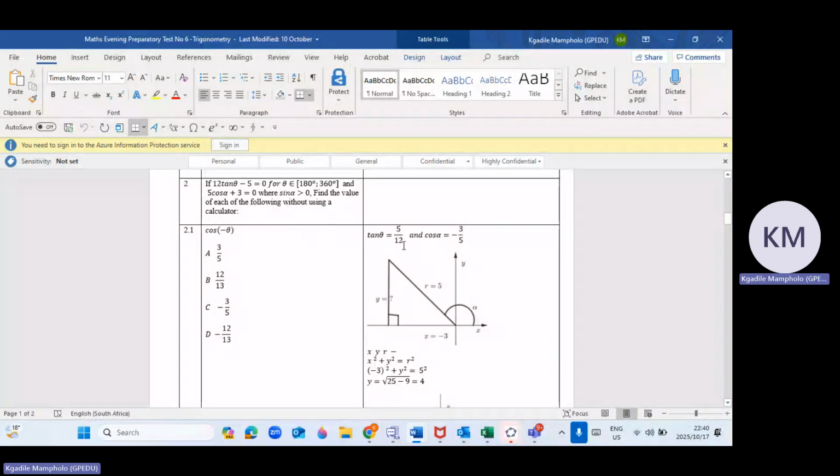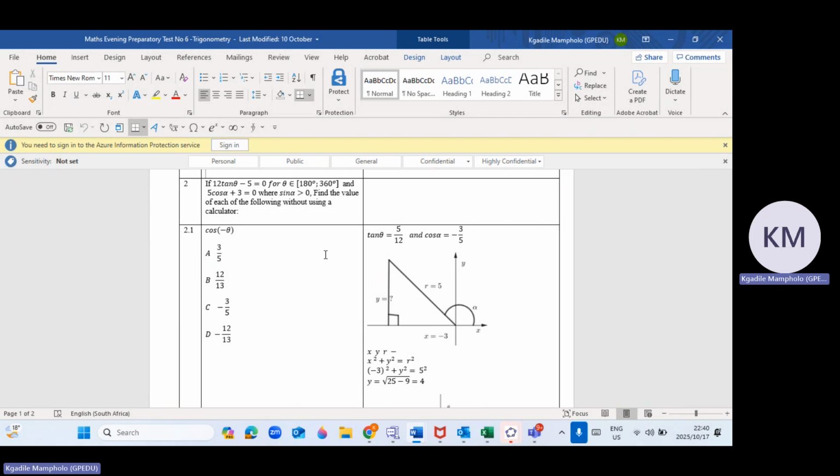Now, remember we said cos is negative in the second and third. But now we say where sine alpha is greater than 0. Anything that is greater than 0 is positive. Now, we'll say between these two quadrants, where is sine positive? Sine is positive in the second quadrant. So it means the third quadrant is eliminated by the restriction which says sine alpha is greater than 0.